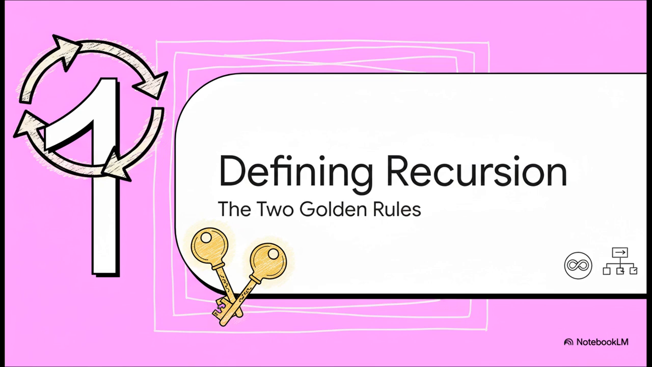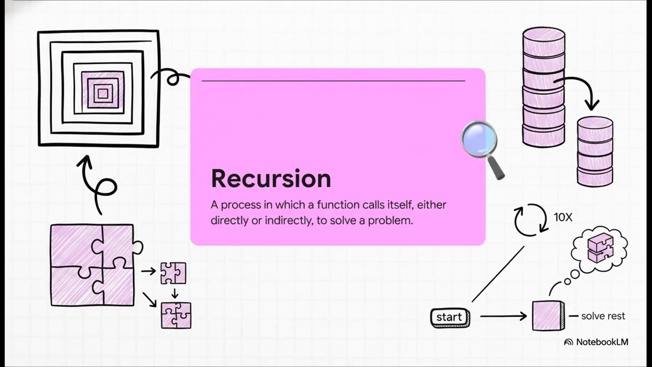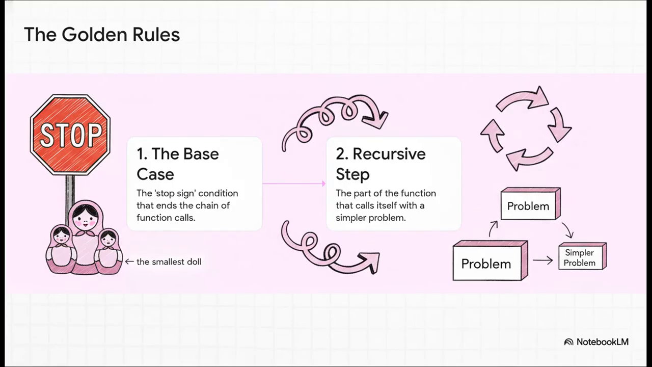Okay, let's get right to the heart of it. What in the world is recursion? Well, it all comes down to two super important, absolutely golden rules that any recursive function has to follow. Get these two, and you've got it. So at its core, recursion is basically just a function that calls itself to solve a smaller piece of the exact same problem. So instead of a loop that says, hey, do this 10 times, a recursive function says, okay, I'm going to solve this one tiny part, and then I'm going to call a clone of myself to go solve the rest.